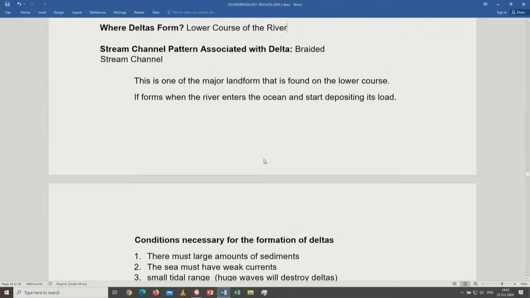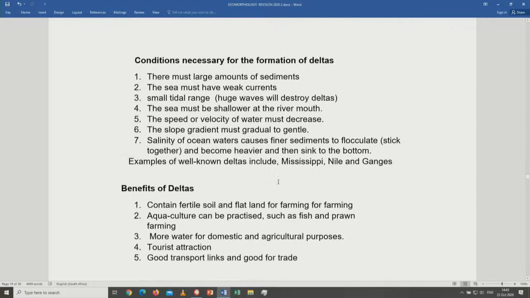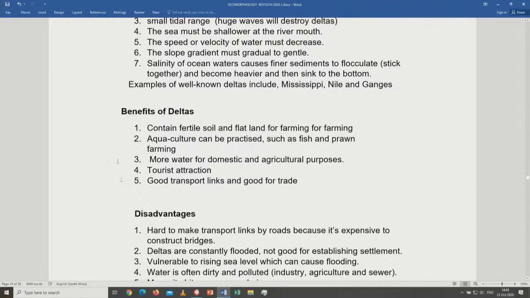And then the conditions necessary for the formation of a delta: there must be a large amount of sediments. A sea must have a weak current, not a fast-flowing one, so that the materials can accumulate inside the sea. And then a small tidal range, and also the speed or velocity of the water must decrease. That means that particular sea must flow slower, because if it's flowing faster, it will erode the materials, but it must flow slower. The benefits of a delta, very important.